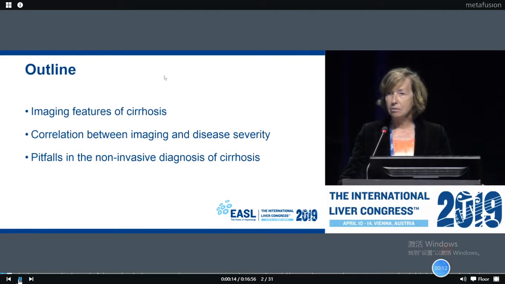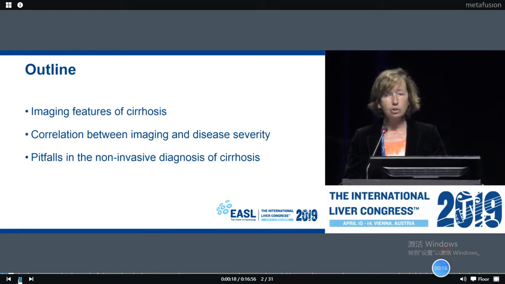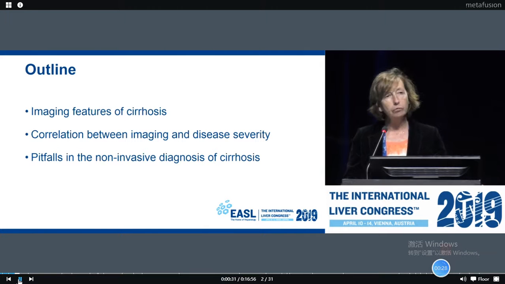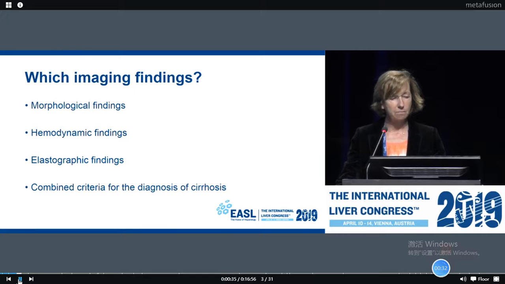This is the outline that has been given to me, and I will highlight the imaging features of cirrhosis. Correlation between imaging and disease severity will be detailed in the syllabus, and I will end up with some examples showing pitfalls in the non-invasive diagnosis of cirrhosis.